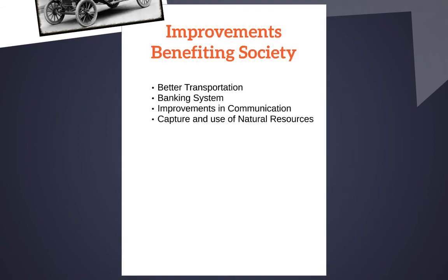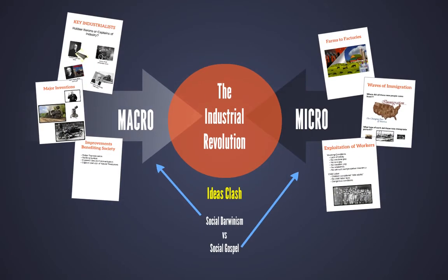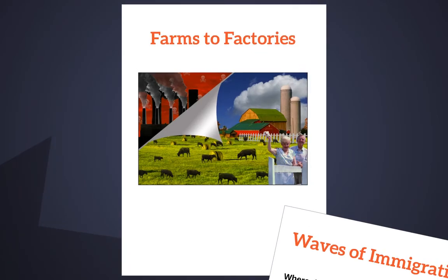Now those things will be on the macro level. Now on the micro level, like I said, I want to focus on the individuals here. So we have something called farms to factories, which occurred. People leaving the farms, or fewer and fewer farms, more and more people, instead of working on farms, now they're working in factories and they're living in urban, crowded settings. It's a huge shift in American population.